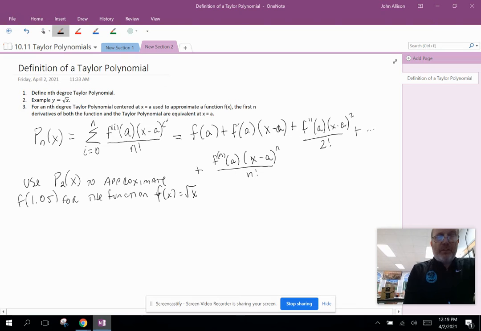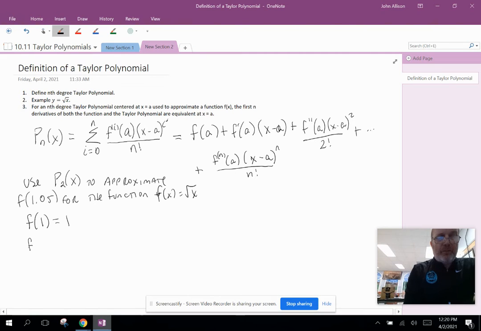So if we're going to do the second degree Taylor polynomial, we have to have a center for this, don't we? The easiest place to center this, if we're going to approximate 1.05, is at 1, because we know f of 1. So our a is going to equal 1. And if our function is square root of x, f of 1 is going to be square root of 1, or just 1.